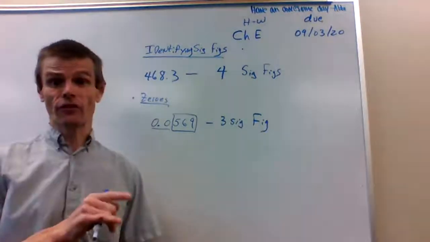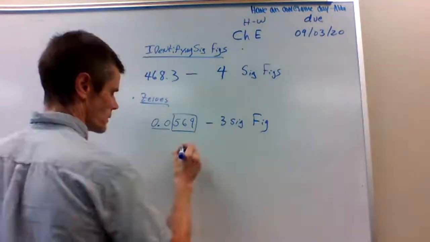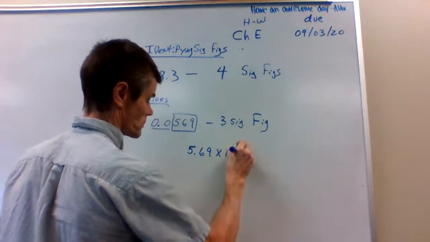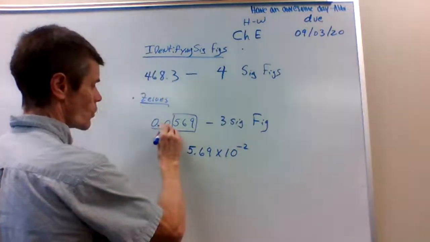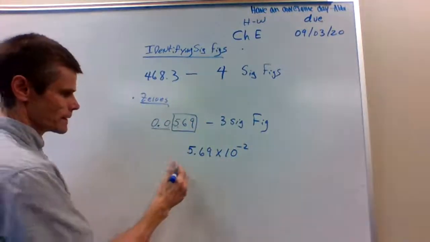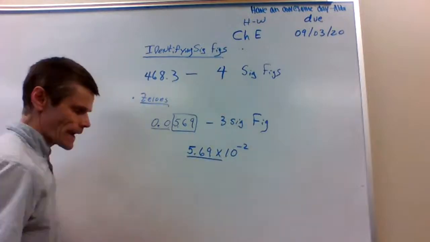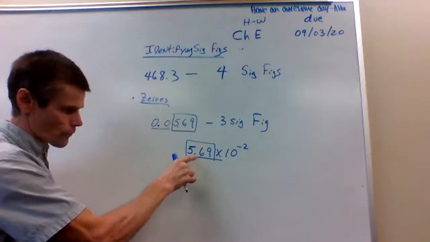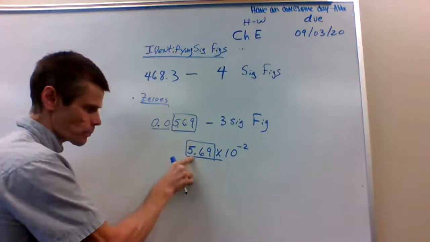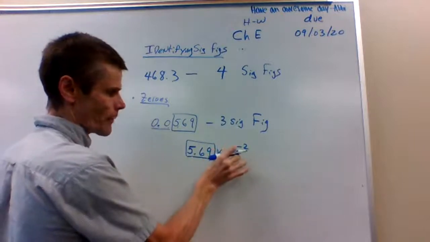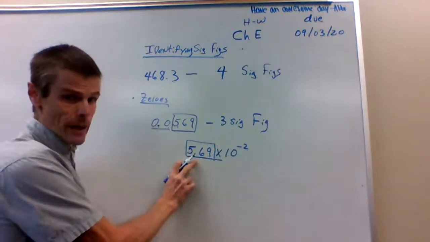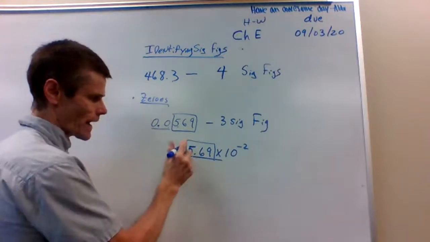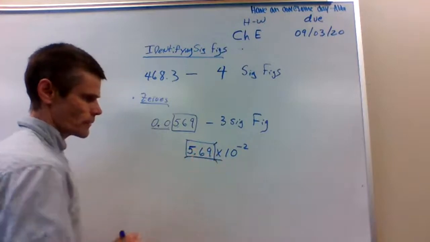We could write this in scientific notation. We move the decimal 1, 2 positions to the right. And when we write this in scientific notation, the portion of the number that we're thinking about is this portion right here. We are not worried about the power of 10. This portion of the number tells us how many significant figures this value has. This value has 3 significant figures.